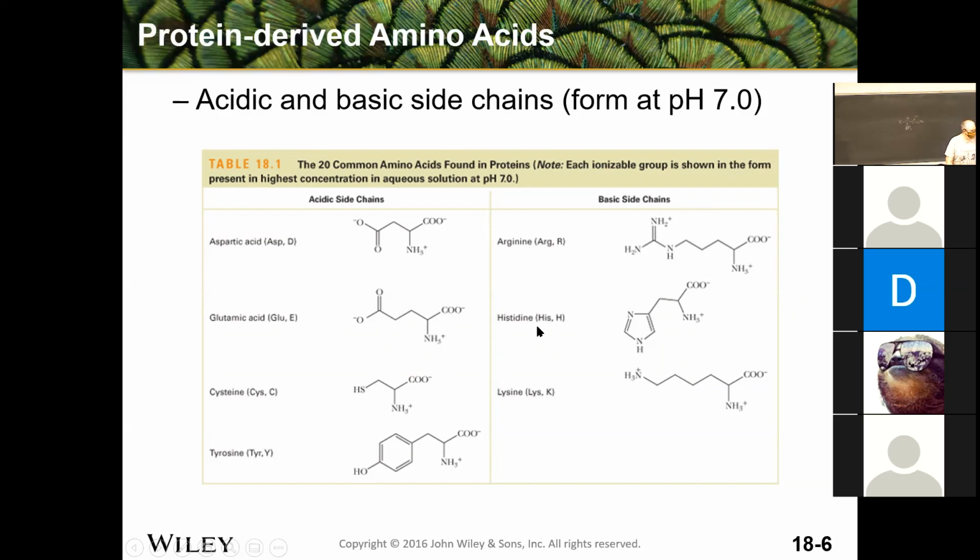Okay, this is histidine. We have an aromatic heterocycle here. Okay, this nitrogen is not basic, but this one is, the one without the H. And then lysine has an amino group.